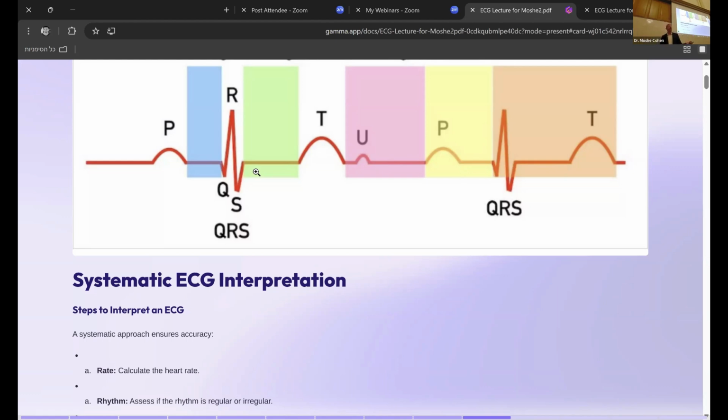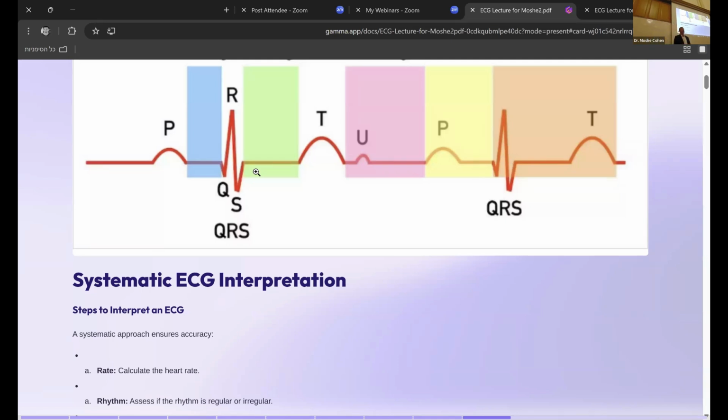But we can also diagnose congenital abnormalities like dextrocardia, when the heart is flipped within the chest wall, Brugada syndrome, and genetic syndromes like WPW, Wolff-Parkinson-White syndrome, which is causing tachycardia. So we can diagnose genetic or inborn abnormalities. One of the most dangerous abnormalities that we can easily diagnose with an ECG is long QT syndrome.